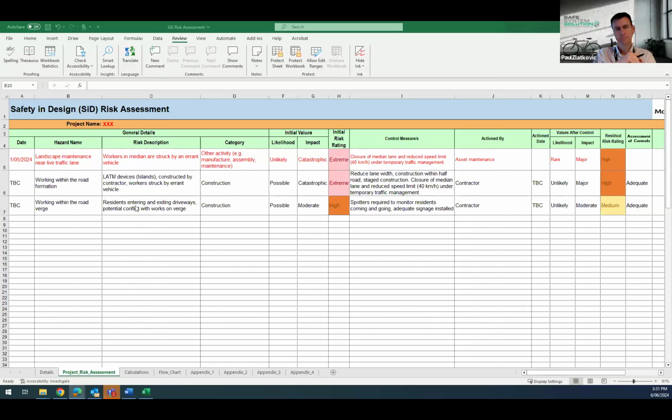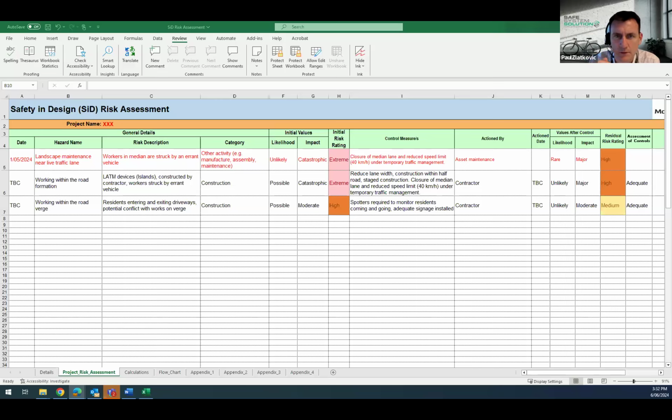The second hazard would be working within the road verge, so residents entering and exiting their driveways, potential conflicts with works on the verge, and pedestrians coming and going during construction. Likelihood possible, impact moderate, initial risk rating high. Spotters would be required to monitor residents and pedestrians coming and going, and we would also need adequate signage installed. This would be action by contractor. Likelihood would be unlikely, impact moderate, residual risk rating medium, and that's what we came up with in our allocated time.